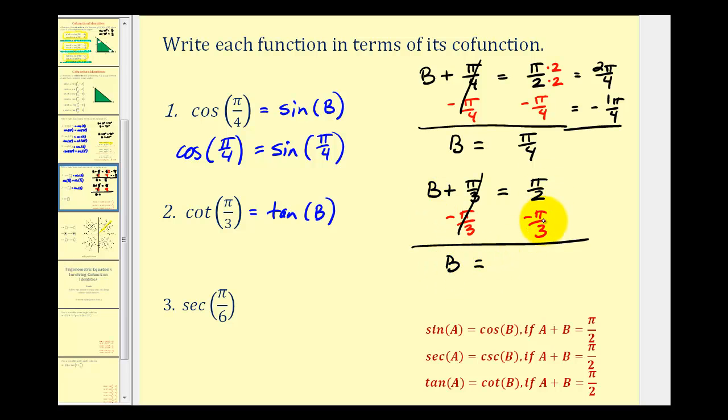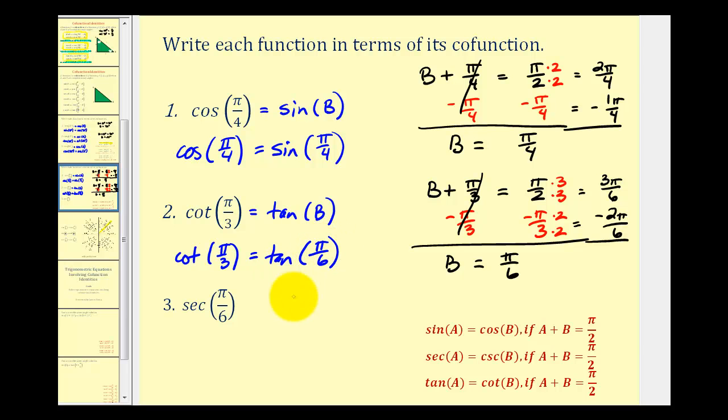Our common denominator here is going to be 6, so we'll multiply this by 3 over 3 and this by 2 over 2. So now we have, what, 3 pi over 6 minus 2 pi over 6, which is going to give us 1 pi over 6, or just pi over 6. So we have cotangent pi over 3 equals tangent of pi over 6.